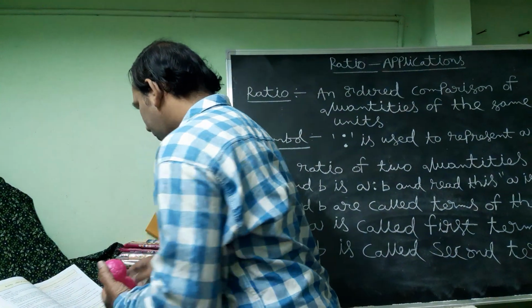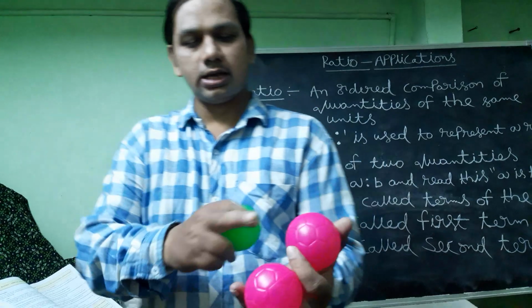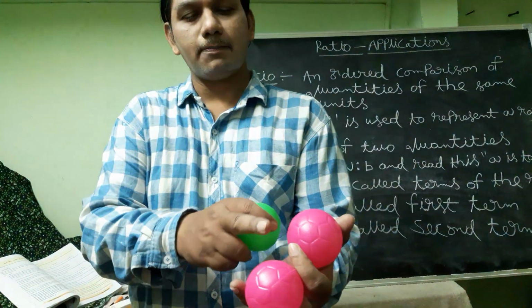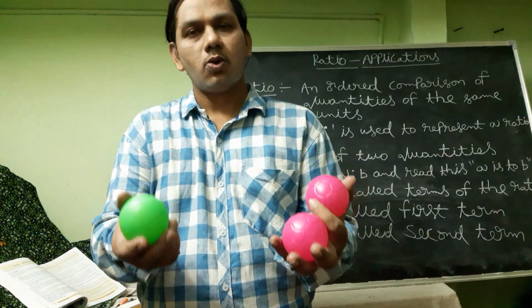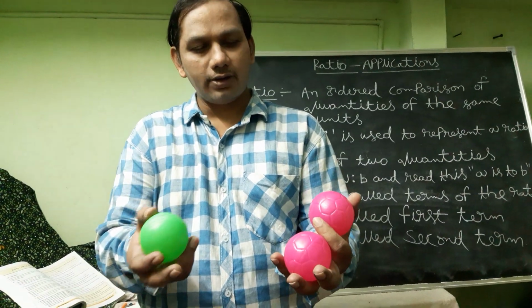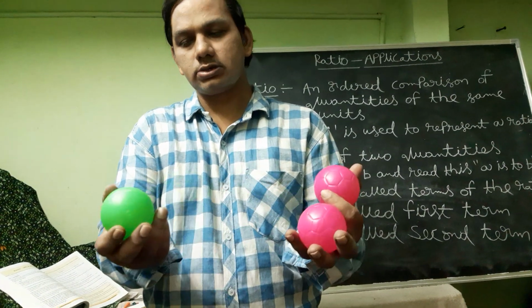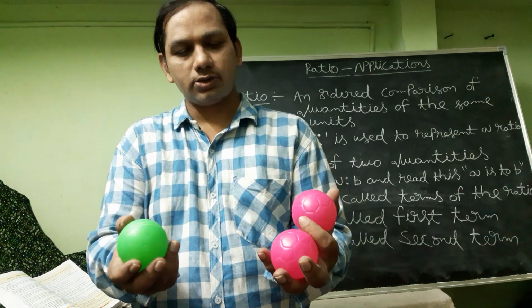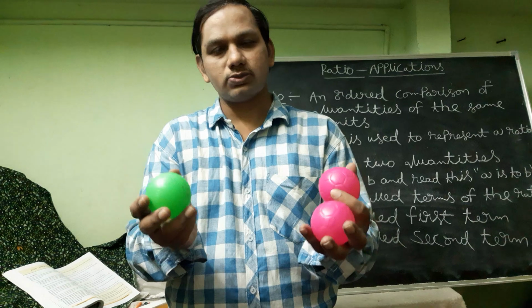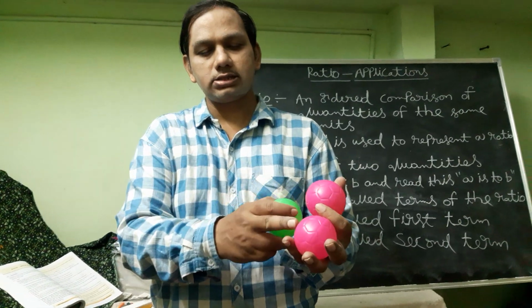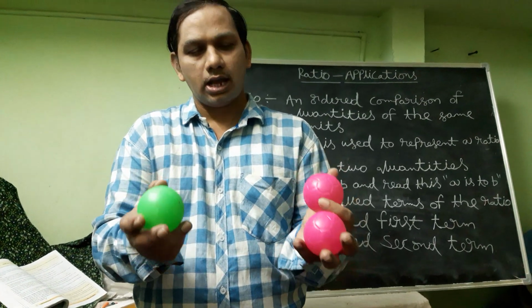In my hand, two balls are there. These two are pink balls and one is the green ball. What is the ratio of pink balls to green ball? So the ratio is pink balls are 2 and green ball is 1. So the ratio is 2 is to 1.